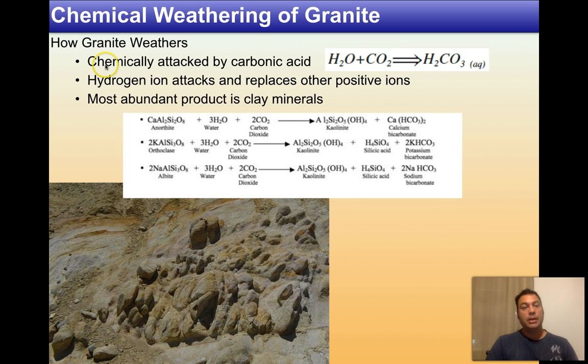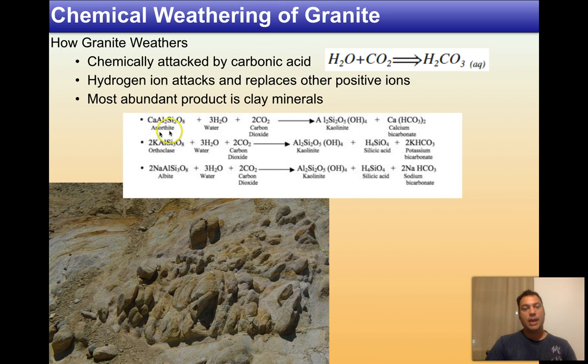All right, so generally, it's chemically attacked by carbonic acid. Carbonic acid is generated in the atmosphere. We have water, which is in the rain, and CO2, that's what we breathe out. And that'll form carbonic acid, which is H2CO3. So the hydrogen ion attacks and replaces other positive ions. It's this hydrogen right here. And the most abundant product, I should say, is the clay minerals.